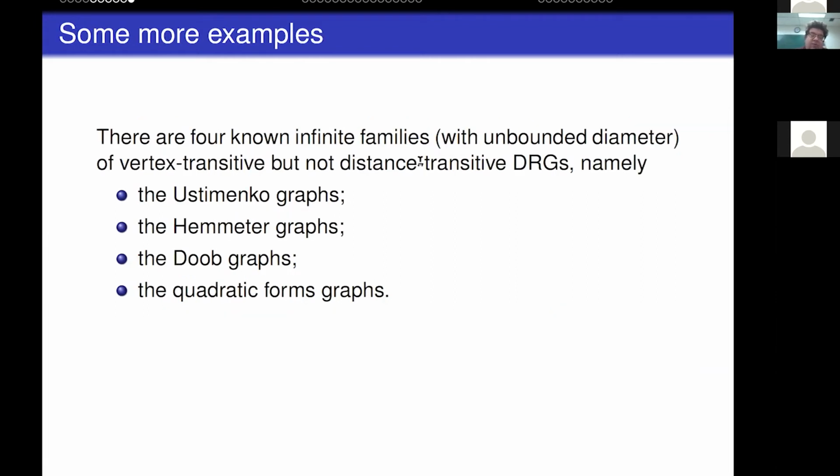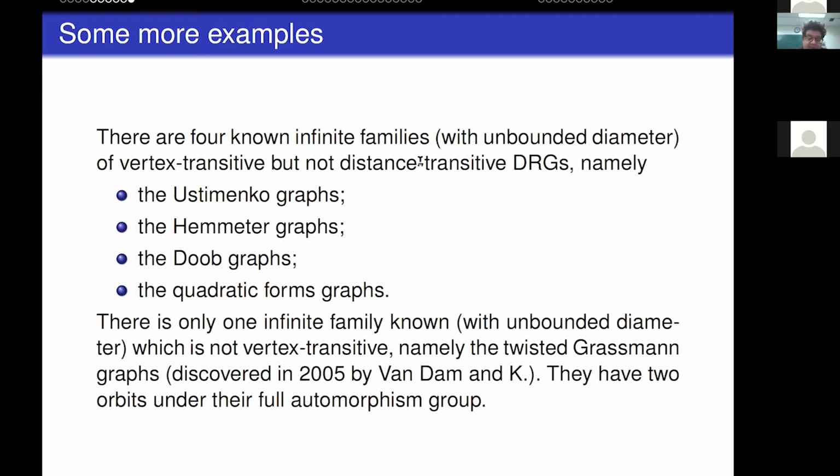But there are also four known infinite families with unbounded diameter of vertex transitive graphs, but not distance transitive, namely the Ustimenko graphs, the Hamming graphs, the Doob graphs, and the Egawa graphs, or the quadratic forms graphs. But there's one problem maker, the biggest problem maker, that is the twisted Grassmann graphs. These are not vertex transitive, and they have two orbits under their full automorphism group.